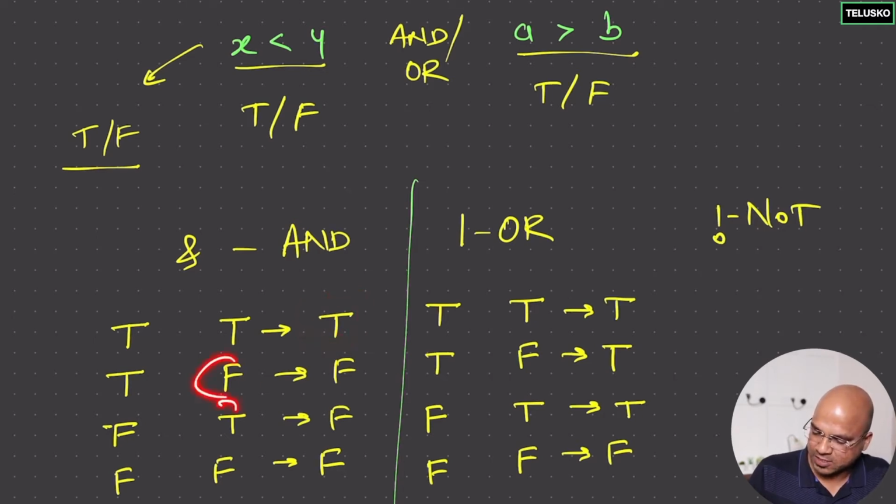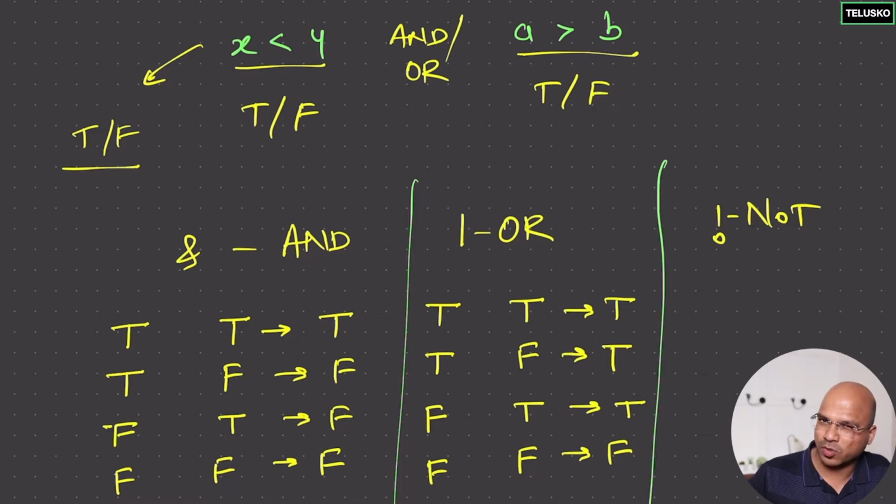If any of them is false, you can see that if there's a false, you will get a false here. So this is your AND, OR. So that's how you can combine. We have one more here, which is NOT.